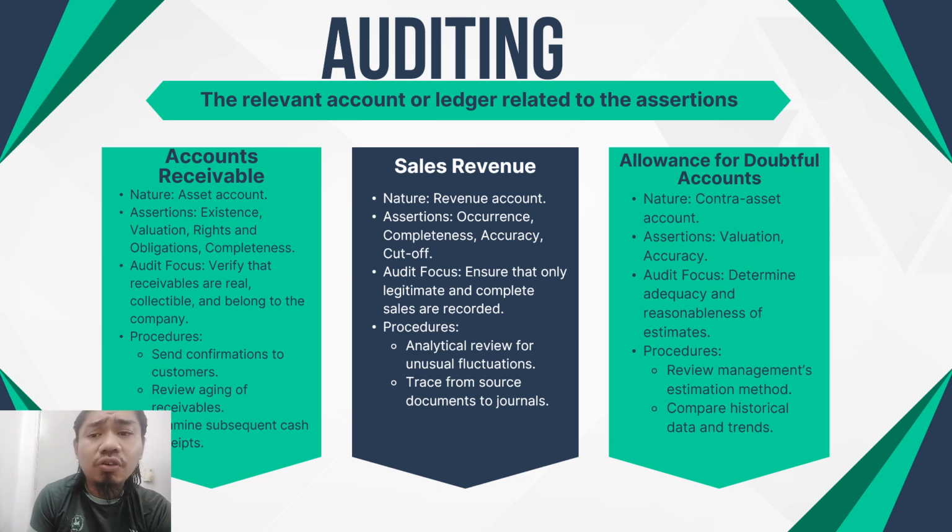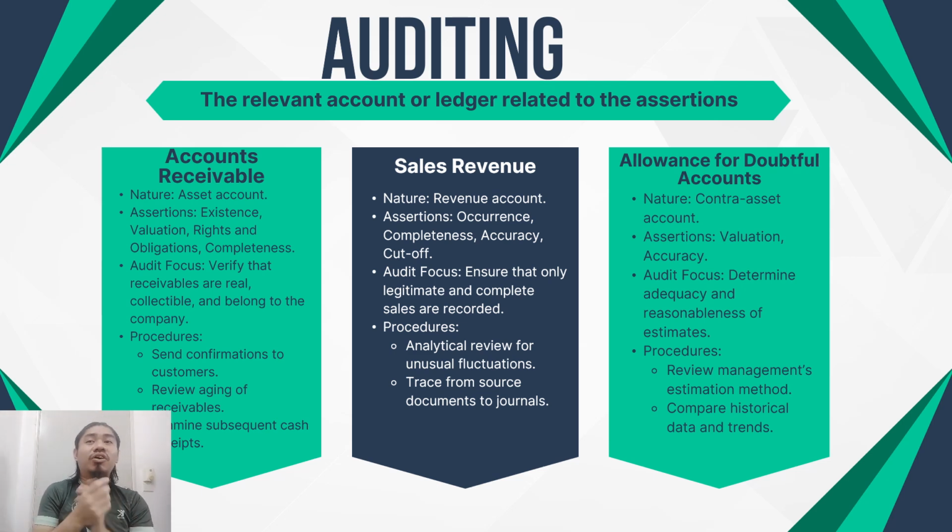and also trace the sales transactions from the source documents to the accounting journal. Okay, next we go for the allowance for doubtful debt. Okay, this is a contra account that represents an estimate of the receivables the company may not collect. Okay, the key assertions related to this are valuation and also accuracy. Okay, in order to test this, usually auditors review management's estimation method to ensure it is based on solid data and also compare the allowance with the historical data to assess reasonableness.